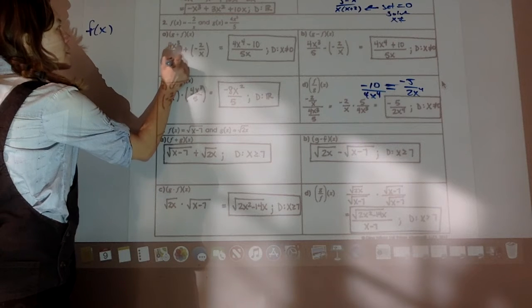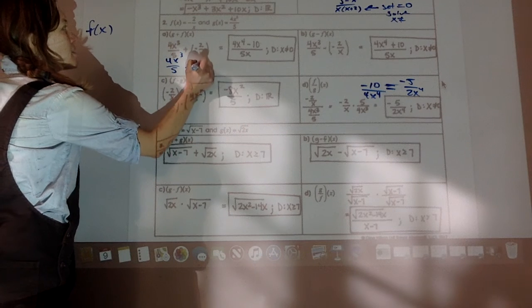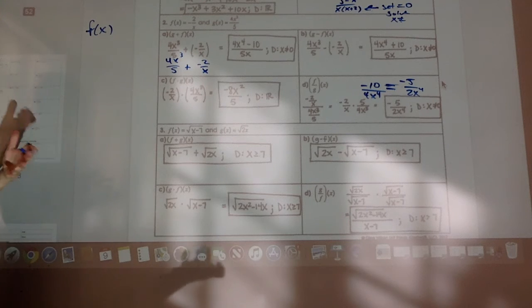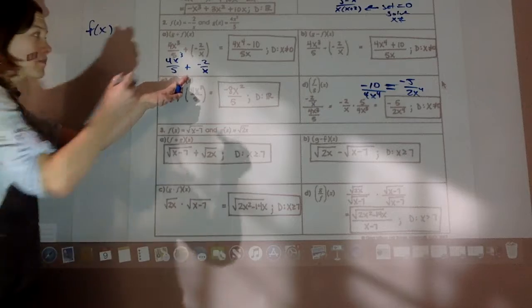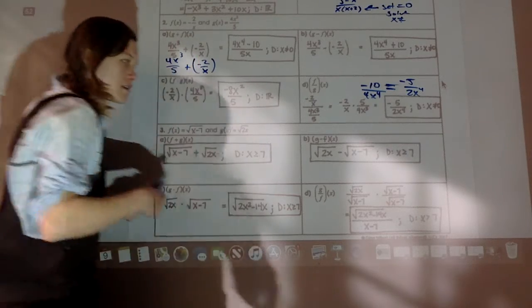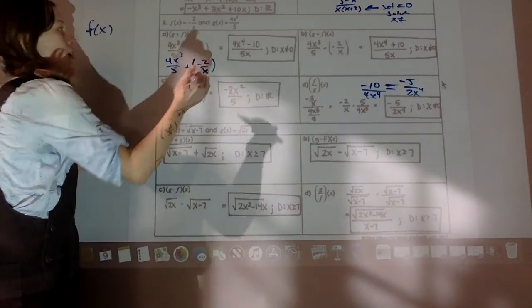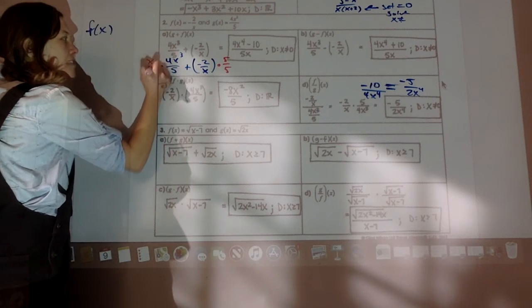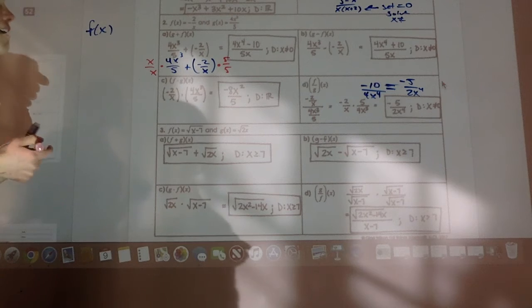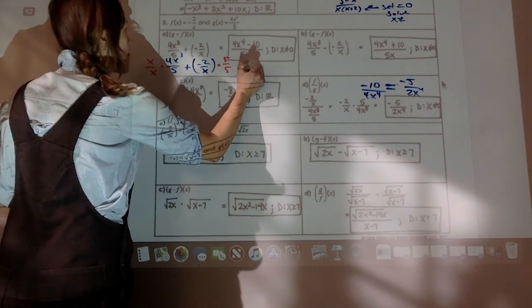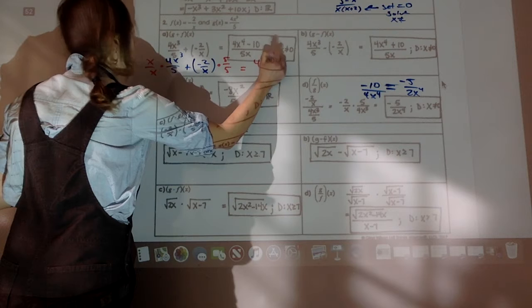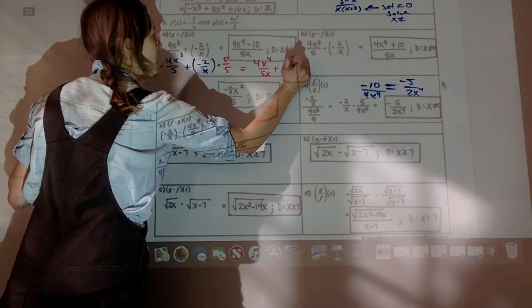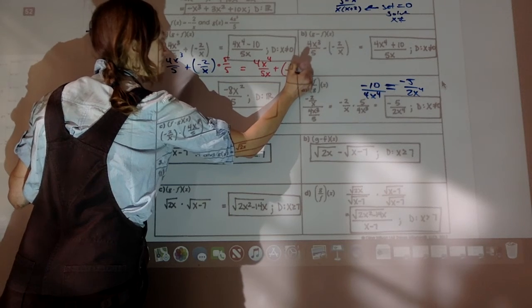So I've got 4x to the third over 5 plus negative 2 over x. I need the denominators to be the same in order to add them. So I have to multiply this fraction by 5 over 5, and I have to multiply this fraction by x over x in order to get a denominator of 5x. So that I have 4x to the fourth over 5x plus negative 10 over 5x.